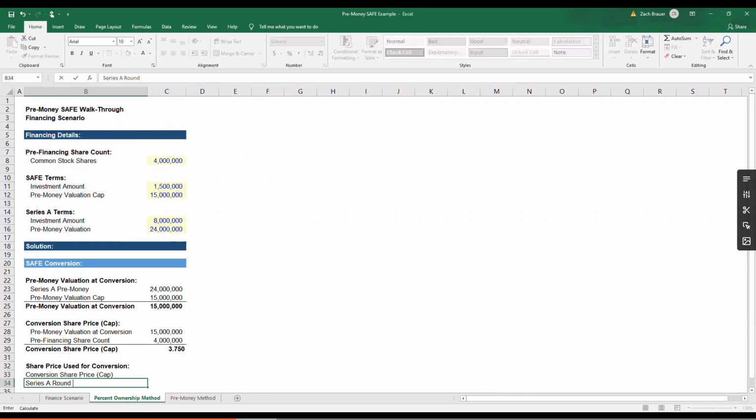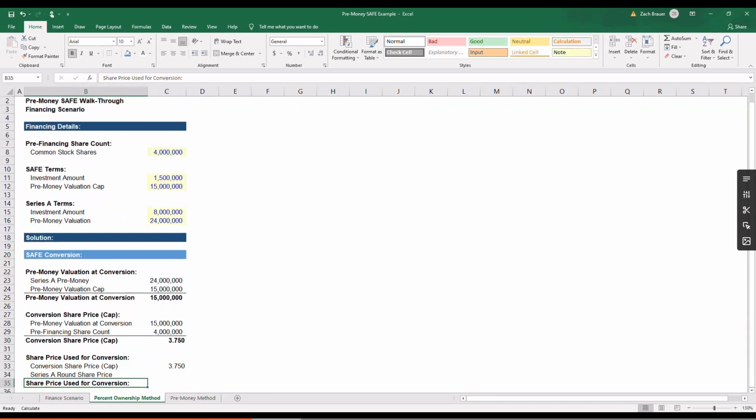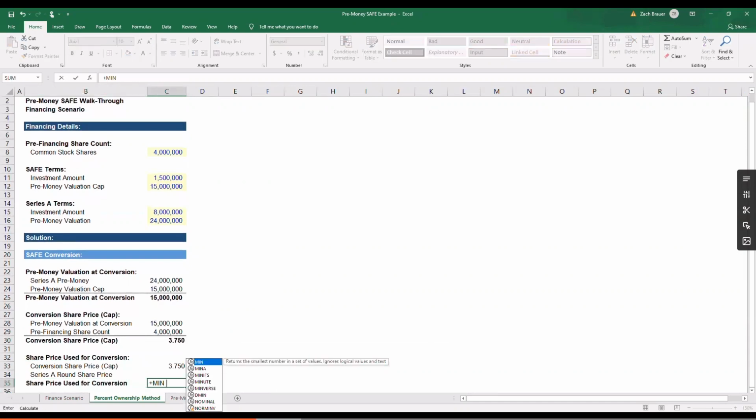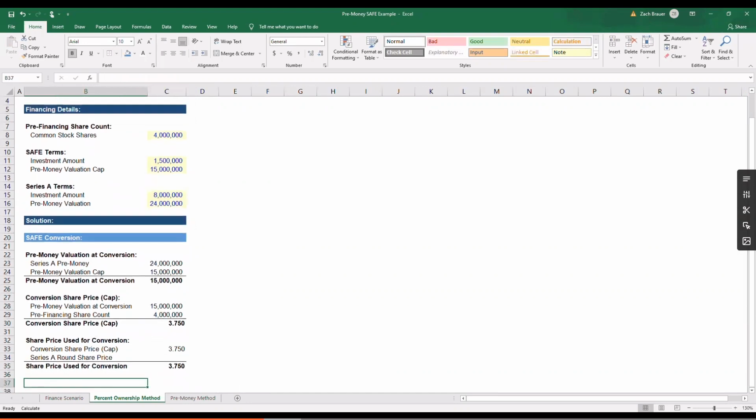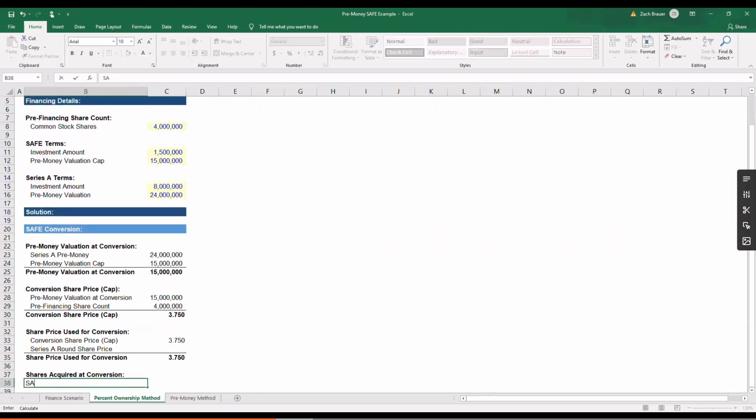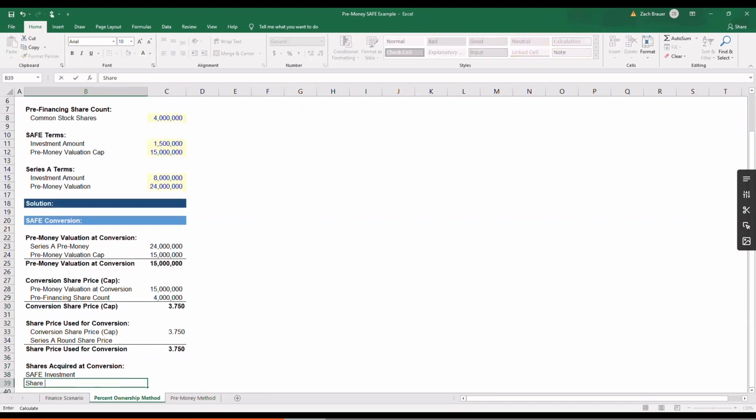The next thing that I will do that is unique to the percent ownership method is I'm going to take this share price, if we use the cap, and compare it to the Series A round share price. And I'm going to be using the lower of these two numbers for the safe converting. Now, when the valuation for the Series A is above the safe cap, this is a bit of an extra step that doesn't yield anything. That said, when a safe is converting below the cap, this calculation becomes incredibly important.